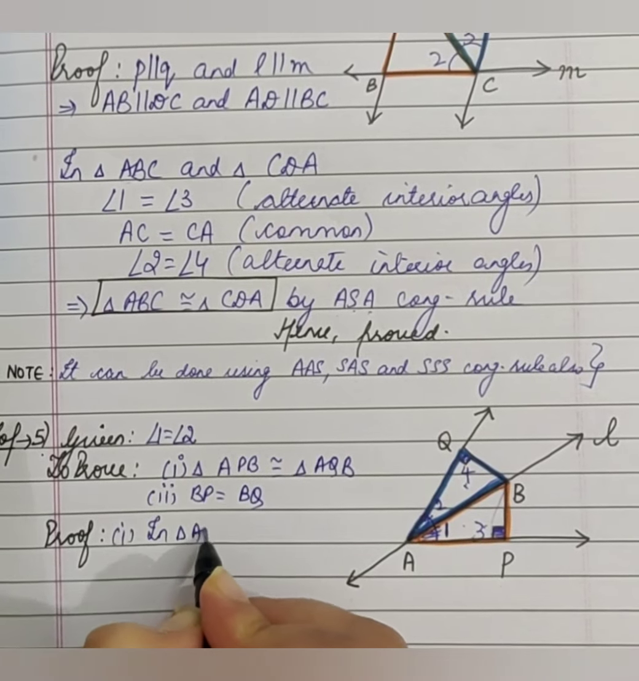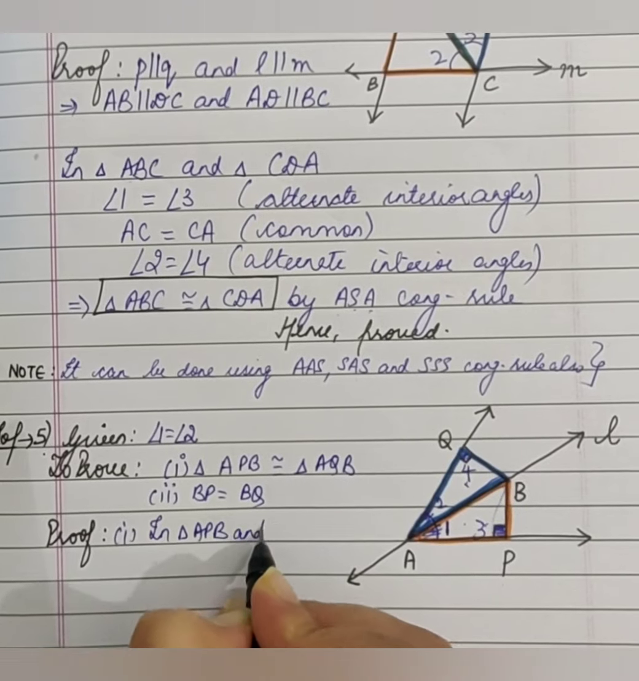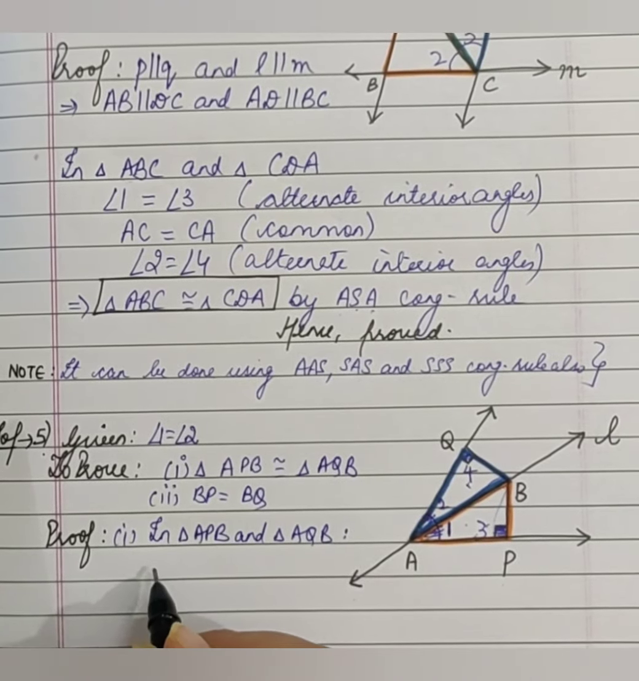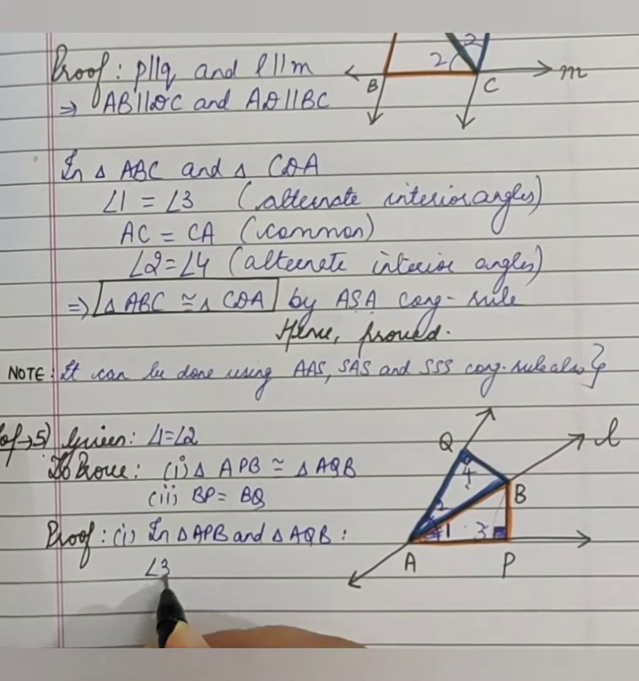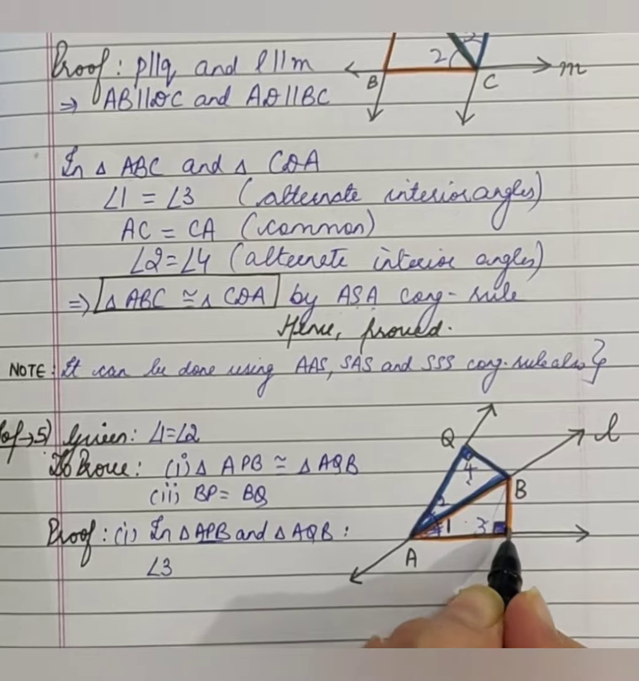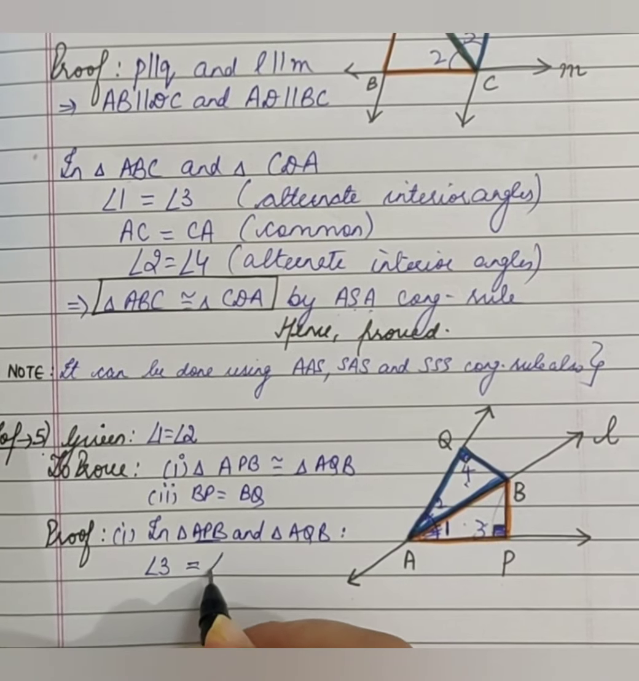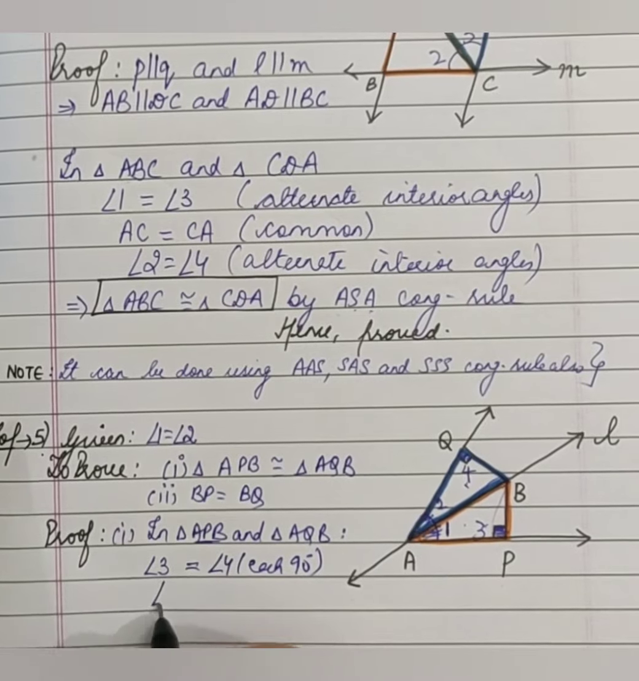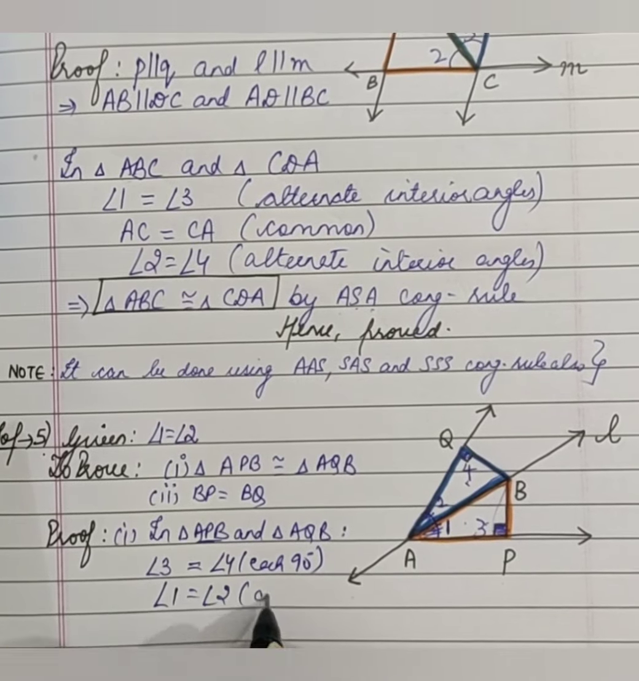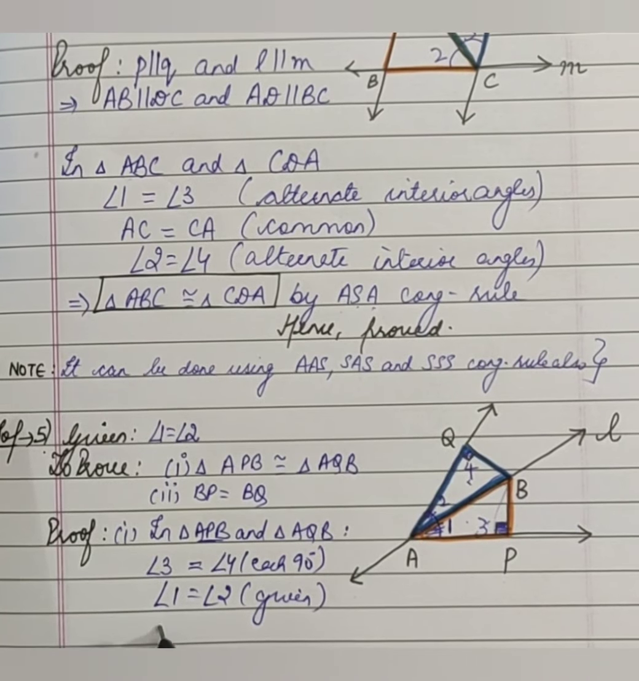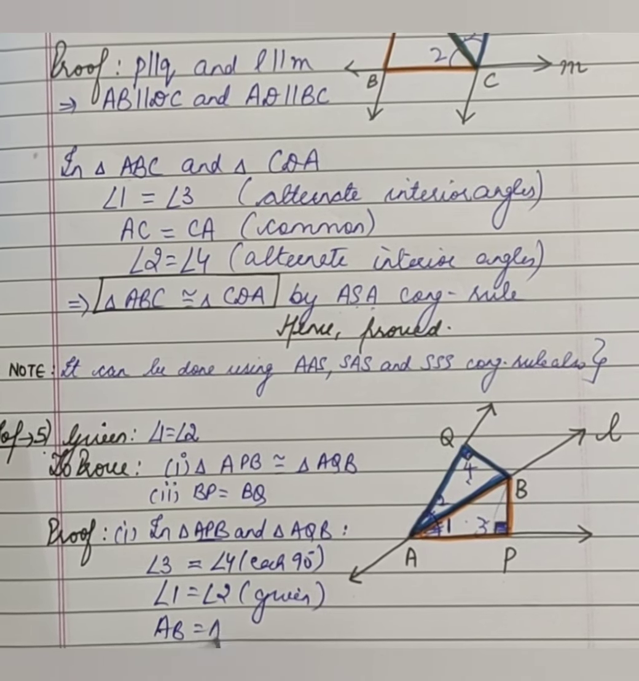In triangle APB and triangle AQB, first of all we'll be writing the conditions of APB. That means first we'll write angle 3, so this is each 90. Angle 1 is equal to angle 2, this is given. And the third condition is AB is equal to AB.